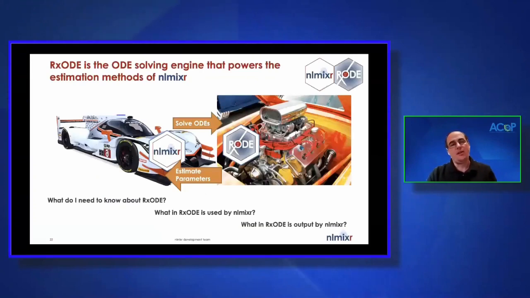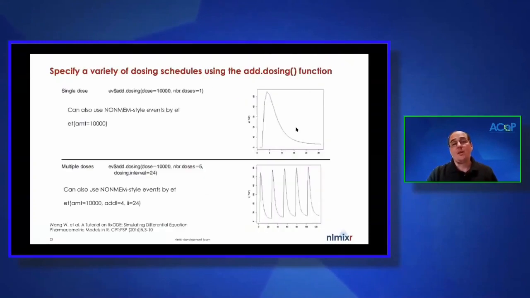So really quick, nlmixr is powered by RxODE. It solves the ODEs, and those ODEs then estimate the parameters in nlmixr. So when we're doing simulations, we have to use RxODE or even compatible events. So what we typically do is we specify these events in the new event table. One way to do that is through the event table or create an event table here.